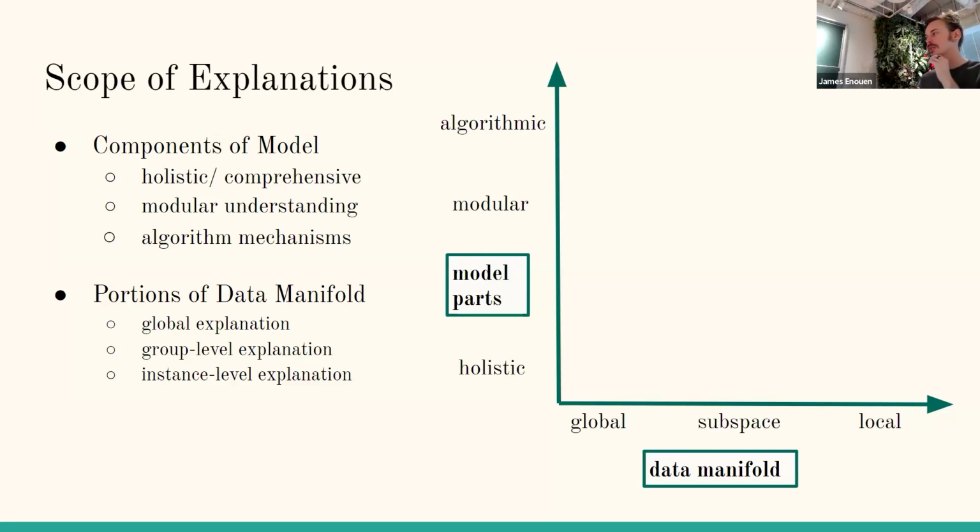And there's also some in between there. So interpretability is going to lie in this bottom left corner, where we have a holistic understanding of the model, and we have an understanding over the global data space. And the explainability I just mentioned is also trying to holistically understand the model, but it's looking not at the global representation necessarily.